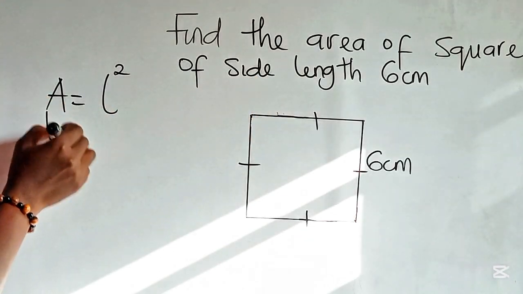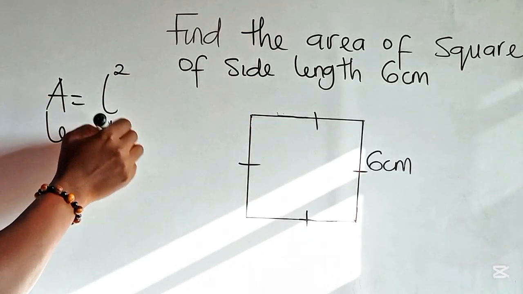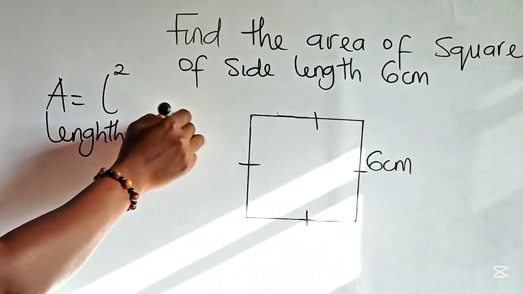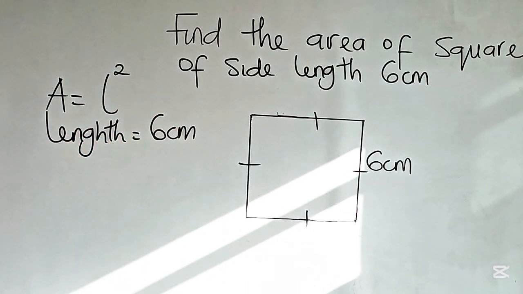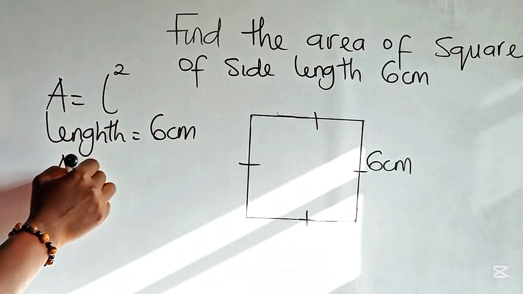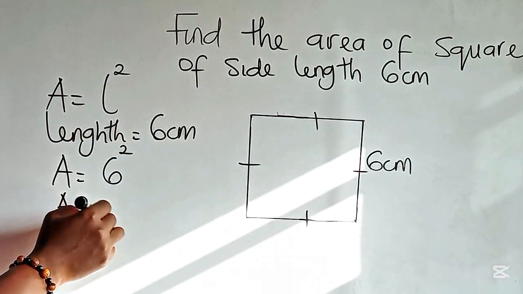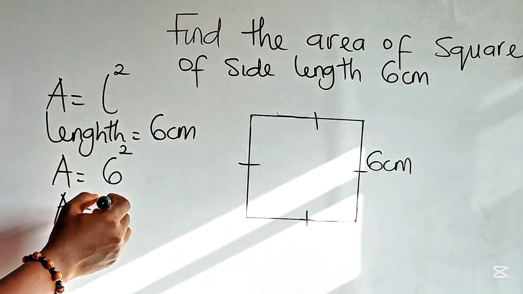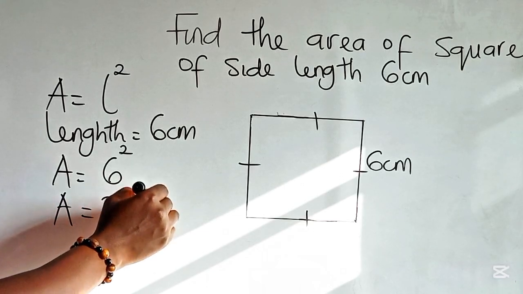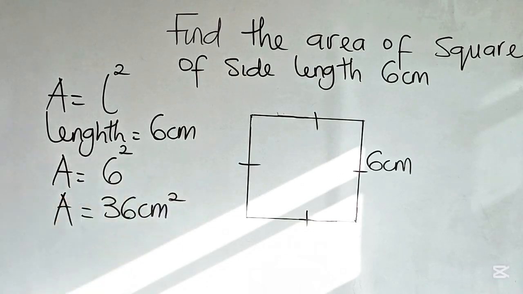So in this question, the length or the sides is given as 6 centimeters. So let's plug in our values. Area is equal to 6 square, which equals 6 times 6. Therefore, the area of the square is equal to 36 centimeter square.